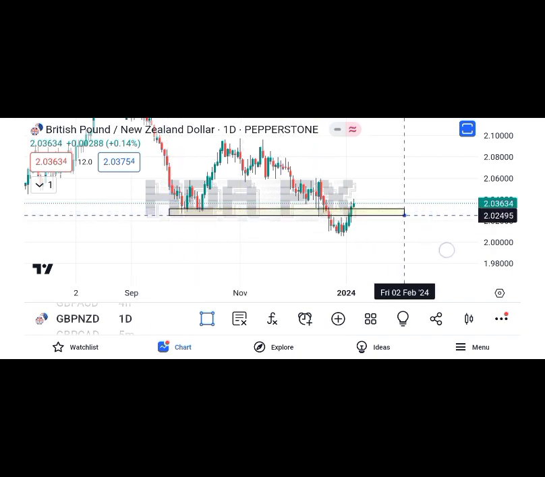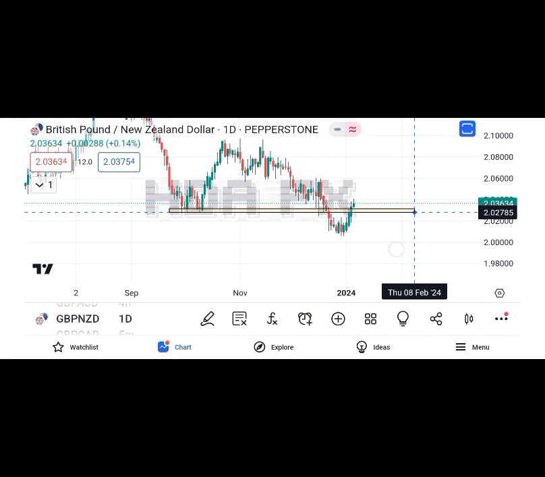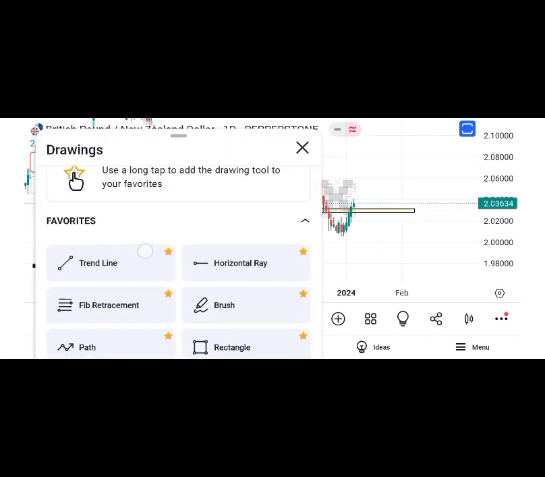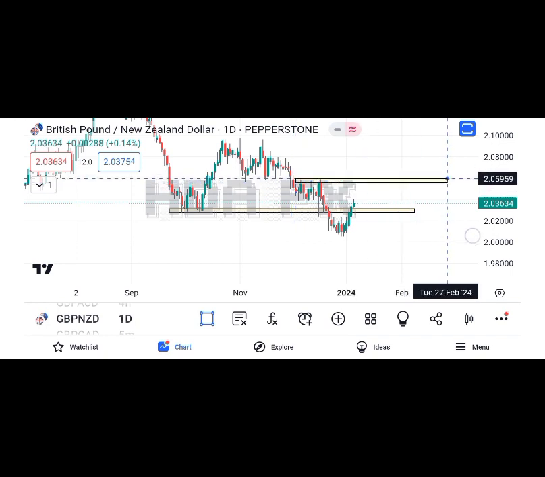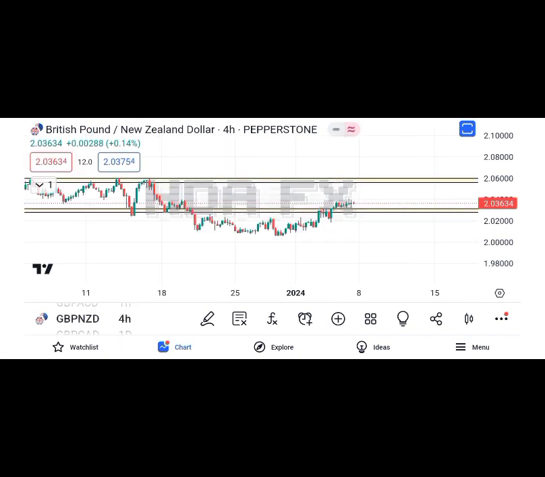We have this beautiful key zone here. And we also have another key zone here also. We also have another key zone here. So I'm bearish on GBP/NZD. Moving down to the 4 hours time frame.